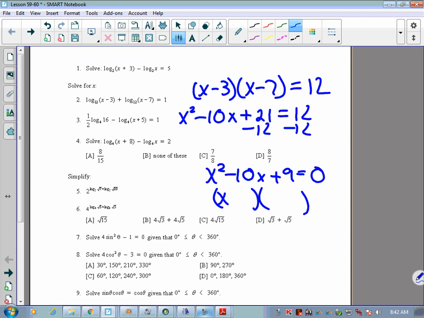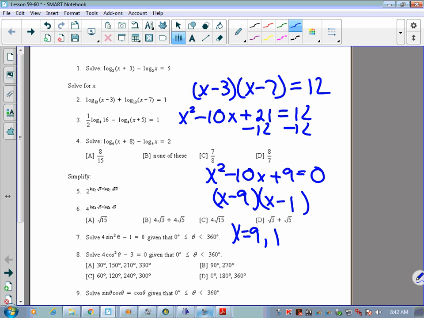We're going to get x and x. We should get minus, looks like probably 9 and 1, right? 9 and 1. All right, let me flip on over here. Okay, so x equals 9 or 1.